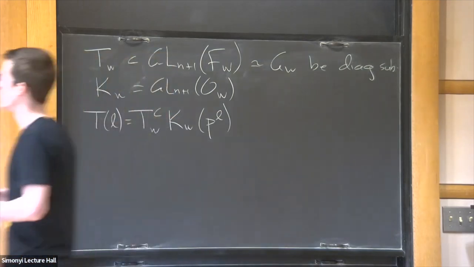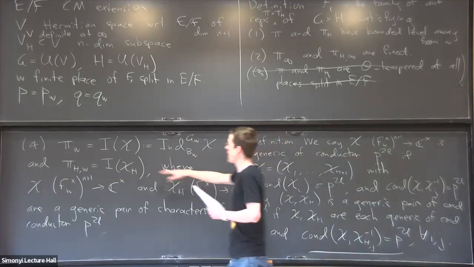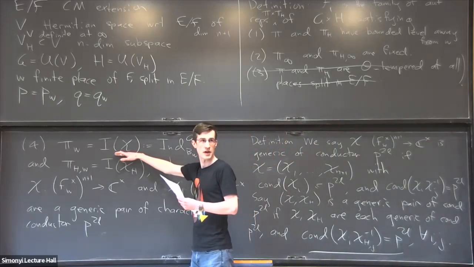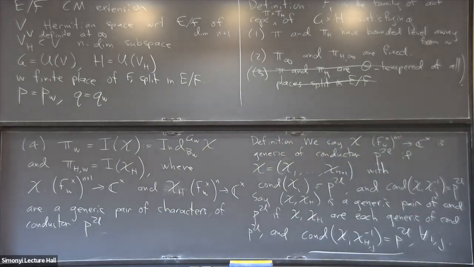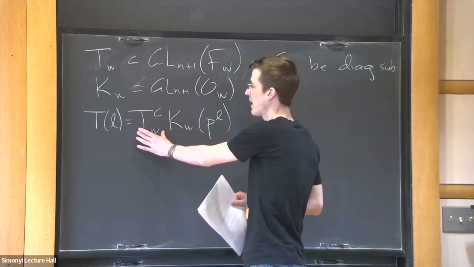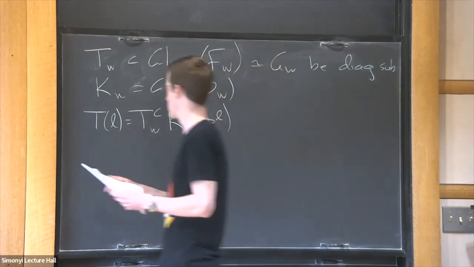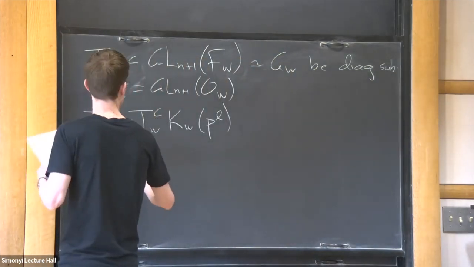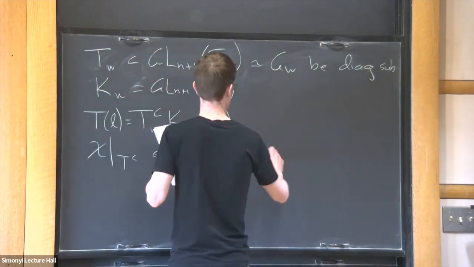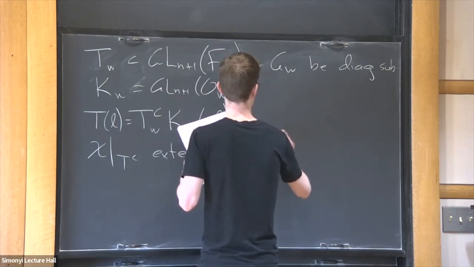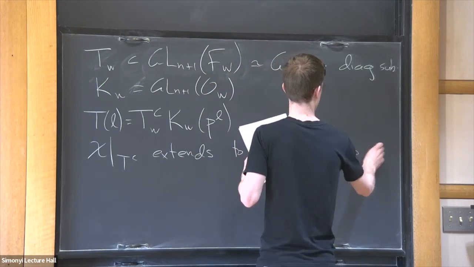So for any representation in our family, we've got this character chi at W defining the principal series representation. So I'm going to take that character of T, restrict it to this maximal compact, and then you can show that it extends to T_L. So chi restricted to T_C extends to chi tilde of T_L.